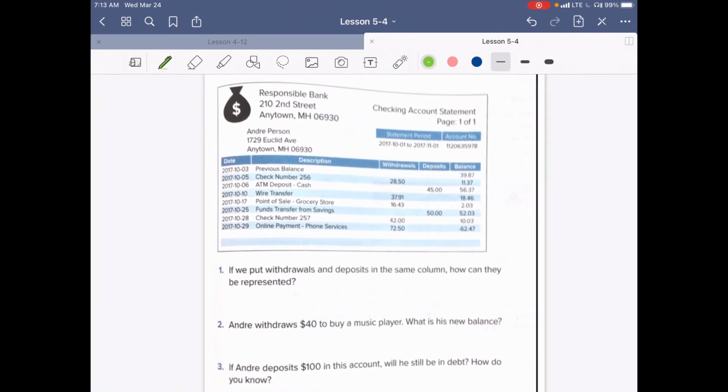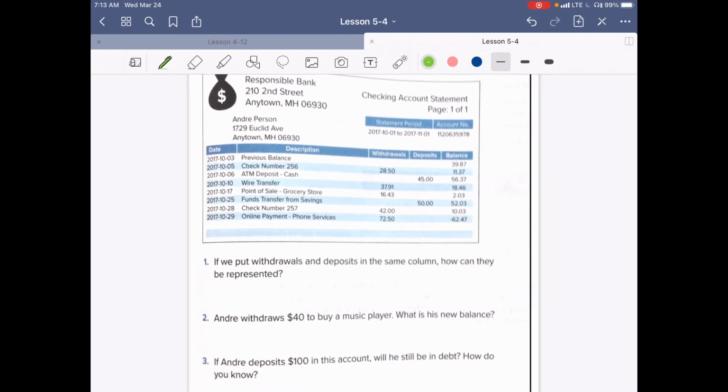Okay, we are now on 4.3 and we're looking at a bank statement. So I want you to take a moment and just look at this, look it over, jot down anything you notice, anything you wonder. Okay, let's take a look at number 1. So if we put withdrawals and deposits in the same column, how can they be represented?